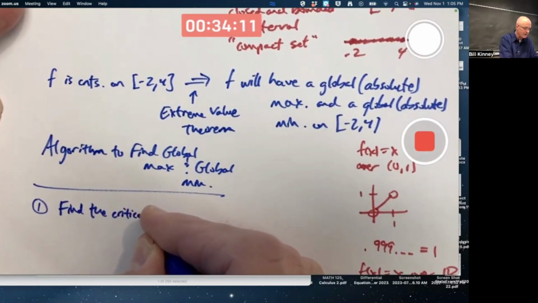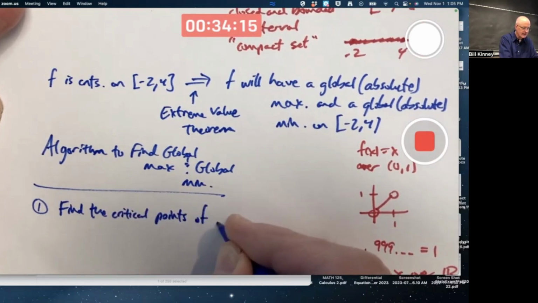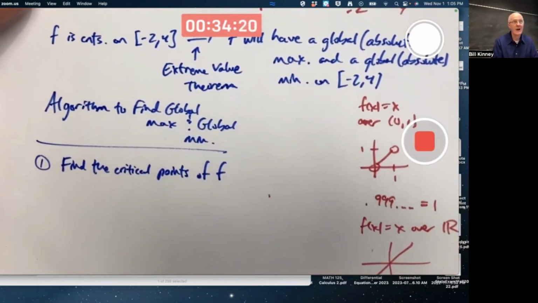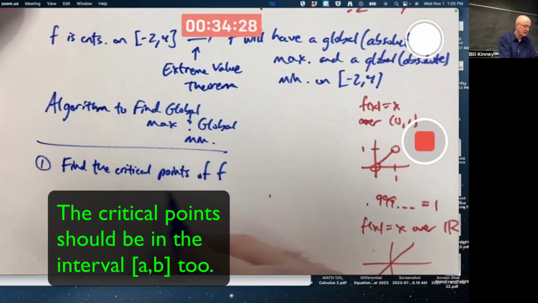Usually those are found by taking the derivative, setting it equal to 0, solving for x, but not always. Because sometimes you've got to look for places where the derivative is undefined as well. Find the critical points of f.